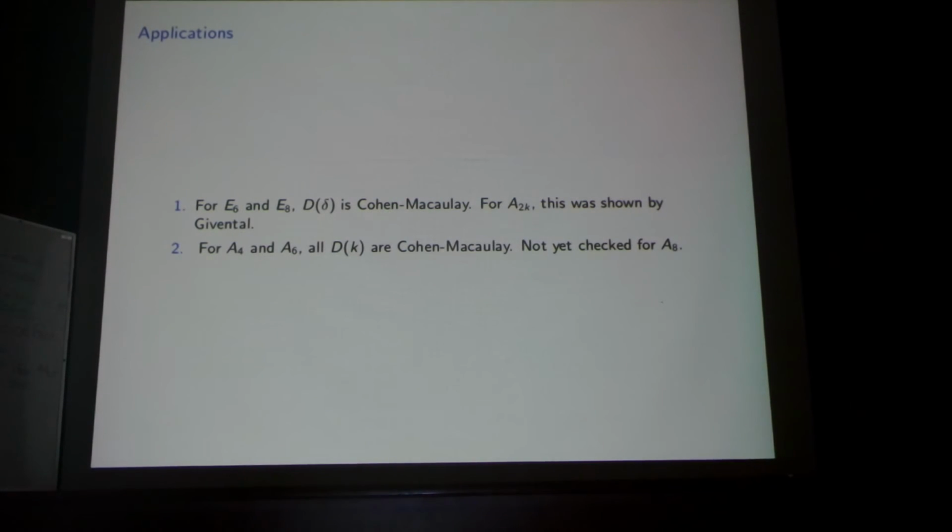So, just a couple of applications. Using this way of getting equations for the delta constant stratum, Paul Kaplan was able to show that for E6 and D8, the delta constant stratum is indeed Cohen-Macaulay as conjectured. For A4 and A6, all of these Severi strata are Cohen-Macaulay. We haven't checked for D8, but for E6, D2 is not Cohen-Macaulay, so they're not all, sadly, Cohen-Macaulay.